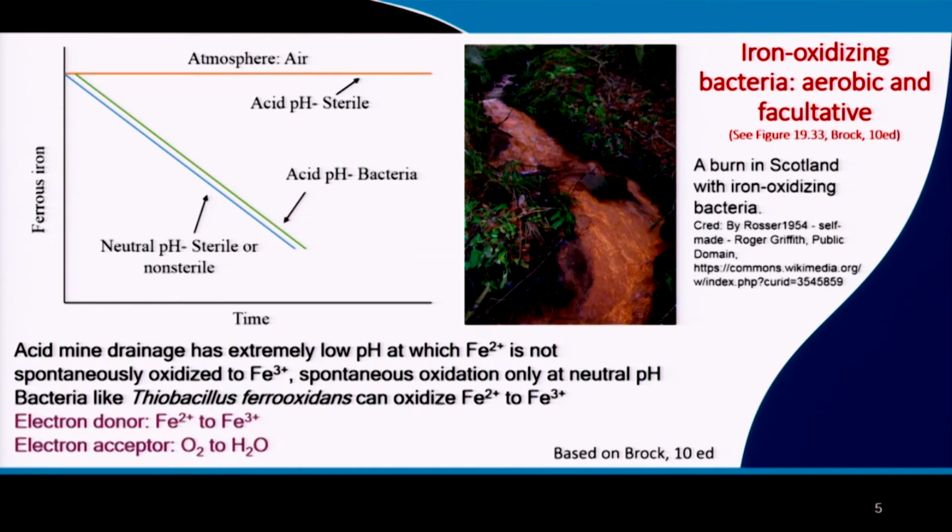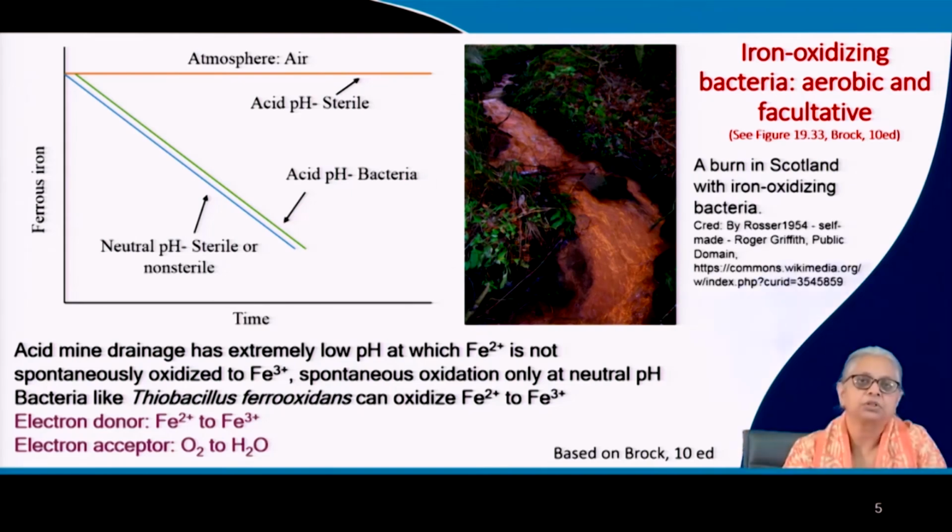Now these iron oxidizing bacteria can be either aerobic or facultative, and you can refer to the Brock text, figure 19.33. What you see over here in this slide is acid mine drainage. Now acid mine drainage comes out of these mining operations and it tends to have extremely low pH. So very often you will find that acid mine drainage has pH around 2 or even lower than that.